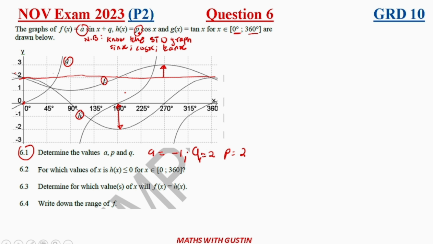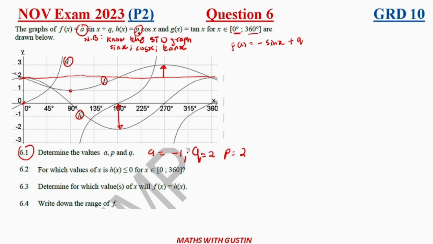However, for example, let's say you couldn't find the value of q. If you don't understand what I'm saying, you can also calculate it, guys. Remember now, your f of x is given by a, which we found is -1, sine x plus q. So you can come on your graph of f of x and substitute any value.